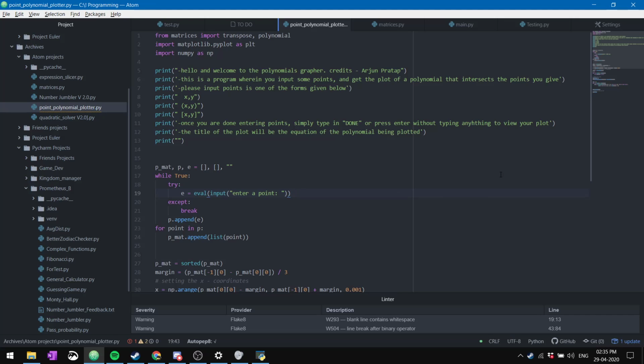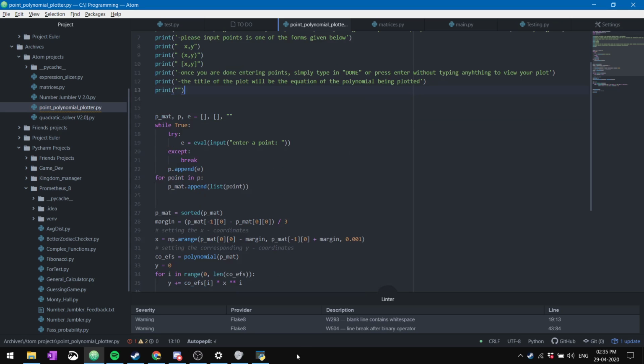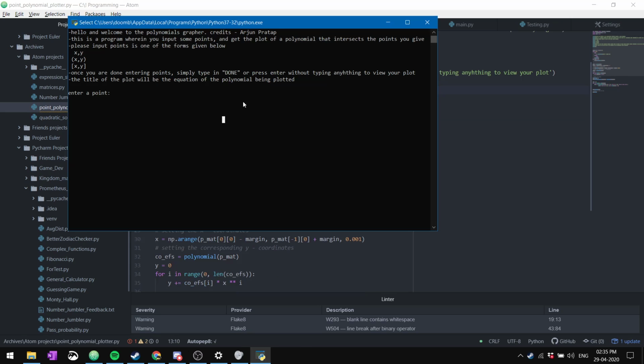So I'm going to be showing you the program I made here that I tried to show in class, but I wasn't able to because Zoom classes were too short. But basically, this is a program where you input some points and then you try to get the plot of a polynomial that intersects the points you input.